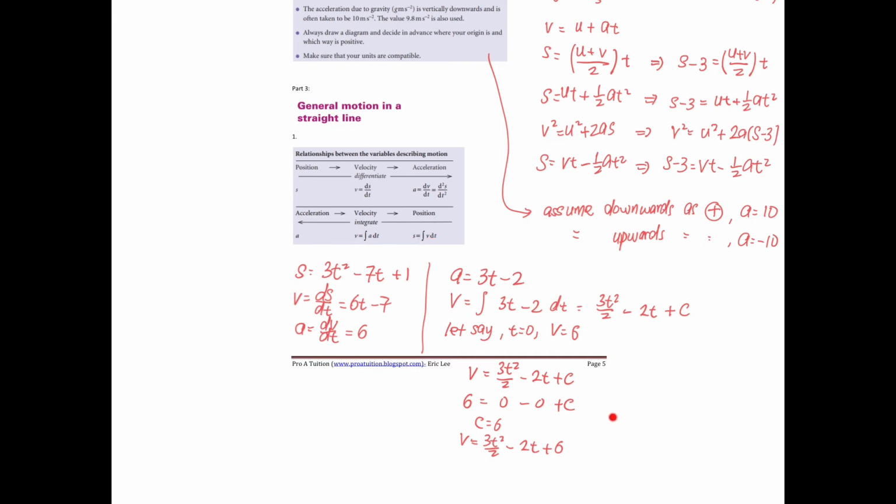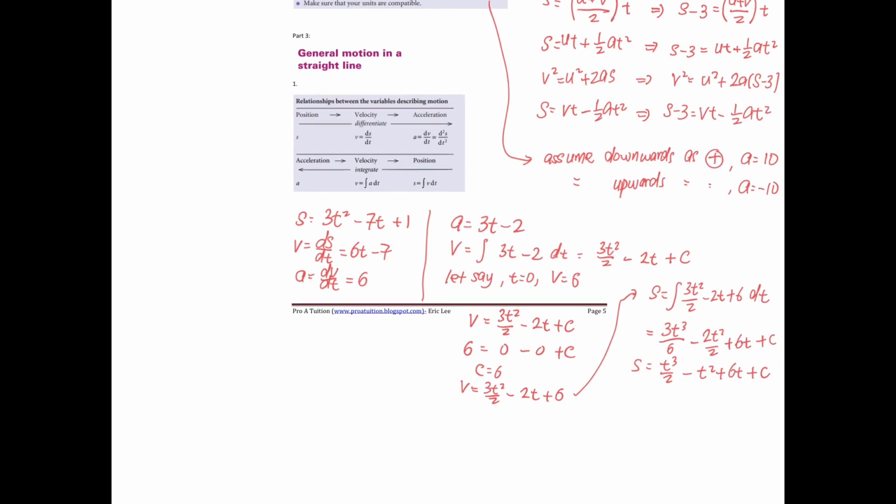Okay, so for example, if I continue this over here, s equal to integrating 3t squared over 2 minus 2t plus 6 dt. So you get 3t cubed, so you have to divide by 3. 3 and 2 multiply, you get 6. 2t squared over 2 plus 6t plus c. Simplify this, t cubed over 2, minus t squared, plus 6t plus c. So you have a c again, and you have to know what value should be taken for this case.